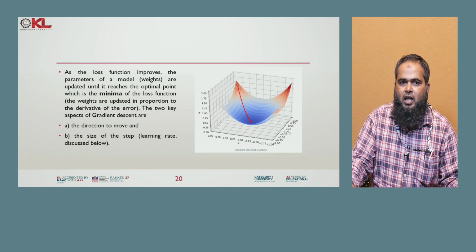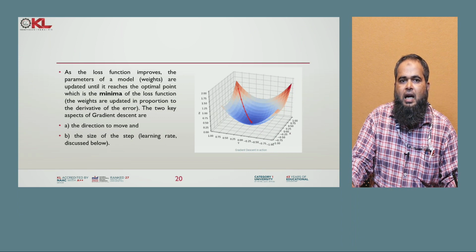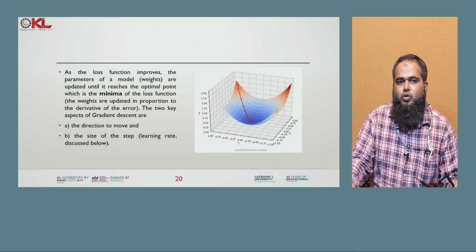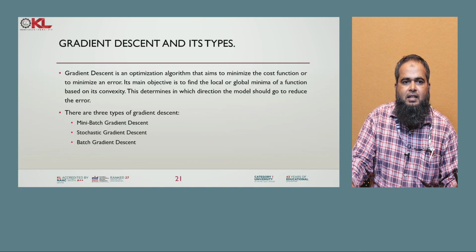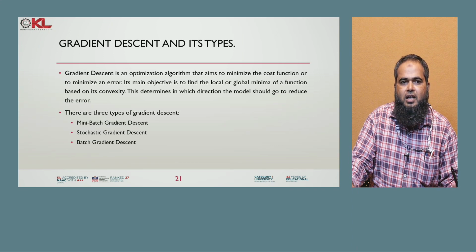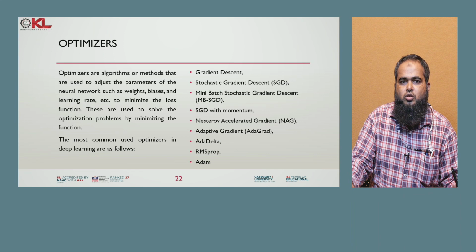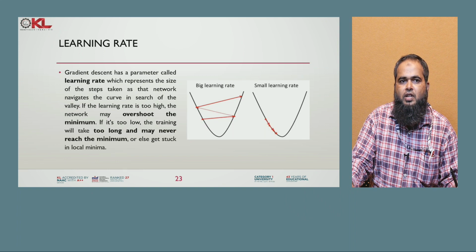where we have to improve our loss function by updating the weights, and at the minimum the loss function is a proportion of the derivatives of the error. The two key aspects of gradient descent are the direction to move and the size of the steps. Gradient descent has different types: mini batch gradient descent, stochastic gradient descent, and batch gradient descent. Different types of gradient descent are used in our case. Basically, stochastic gradient descent is popularly used for optimization in minimizing the loss function. This is used for solving the optimization problem by minimizing the function.